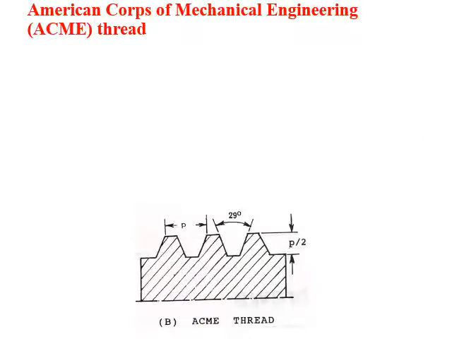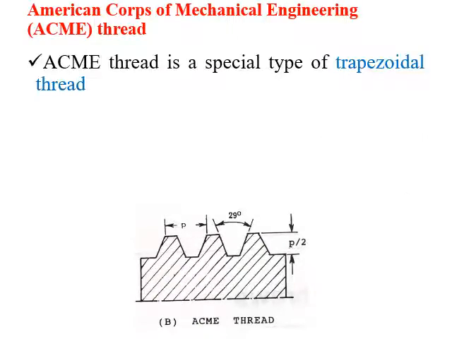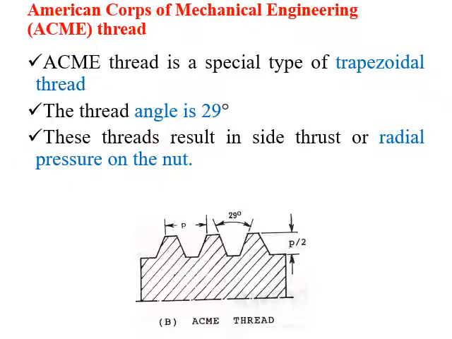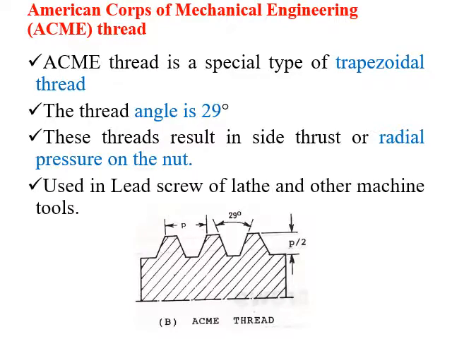Coming to the third type, Acme, which stands for American College of Mechanical Engineering. Acme thread is a special type of trapezoidal thread. The thread angle is 29 degrees, whereas in the trapezoidal it is 30 degrees. These threads result in side thrust or radial pressure on the nut. It is used in the lead screw of the lathe and other machine tools. You can see here in the sketch, it has a thickness of P by 2 and a thread angle of 29 degrees.